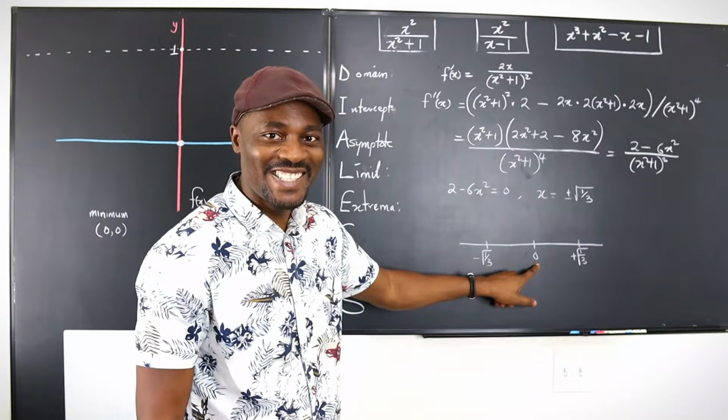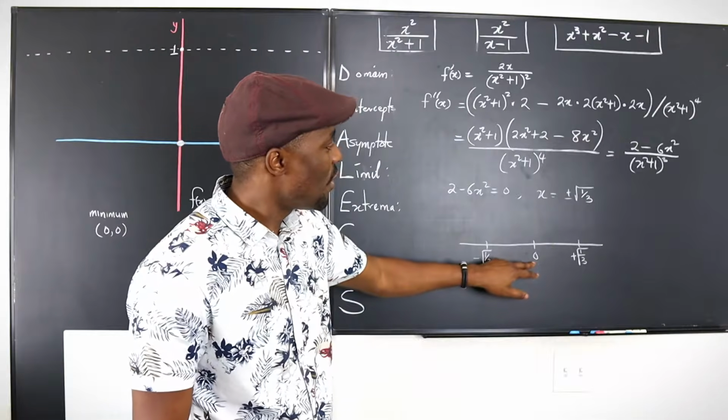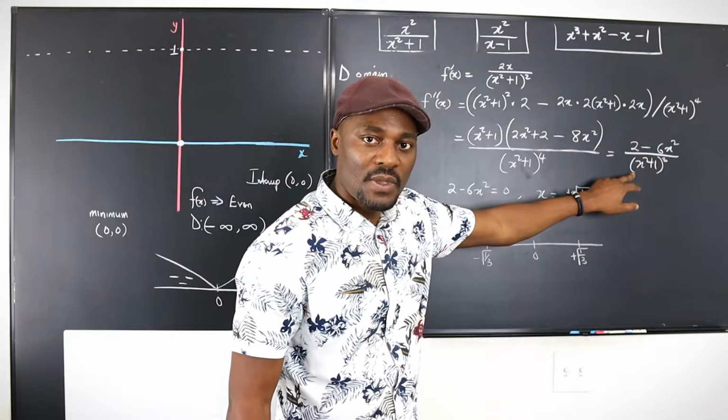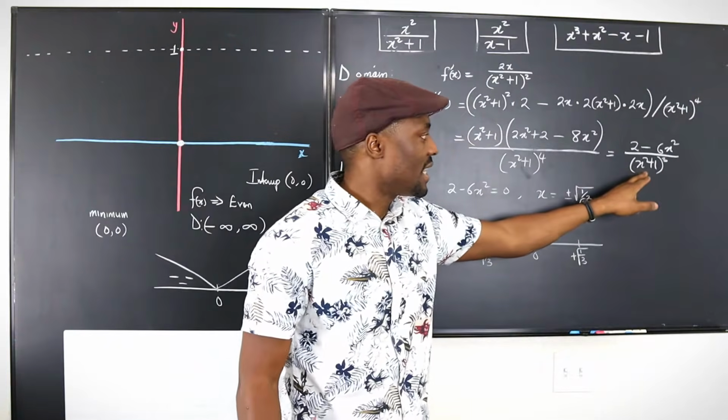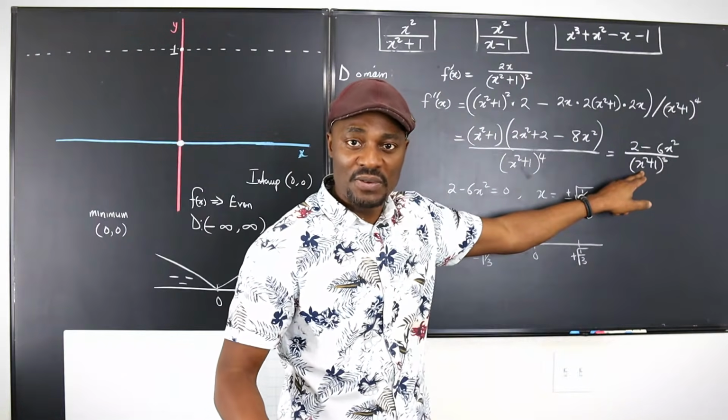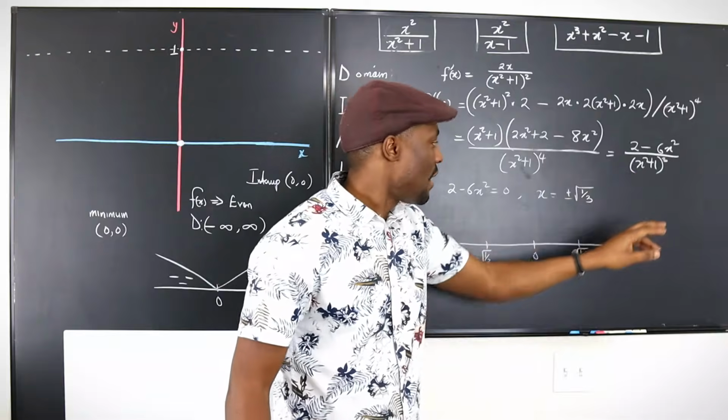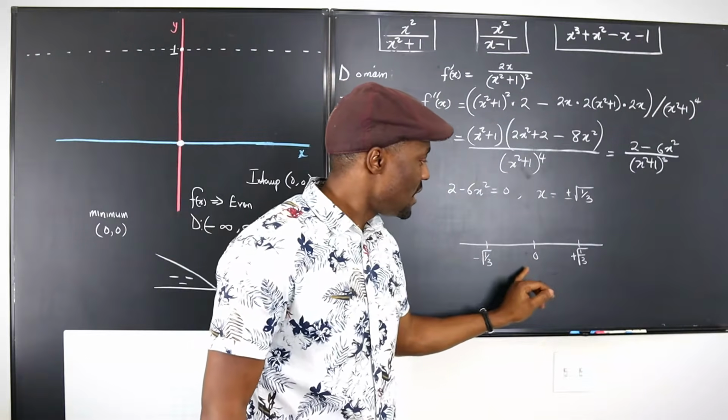Let's start with the one that's easy. You're going to plug in 0 to the answer you just got. Don't plug it into this or this. You're plugging it in because you want to see the behavior of concavity at that point. So you plug in a number between these two, which is 0.